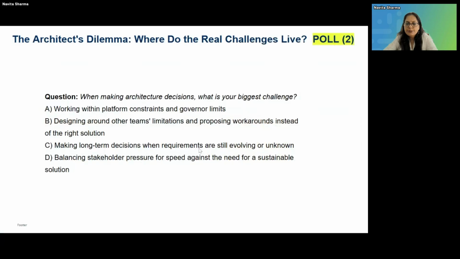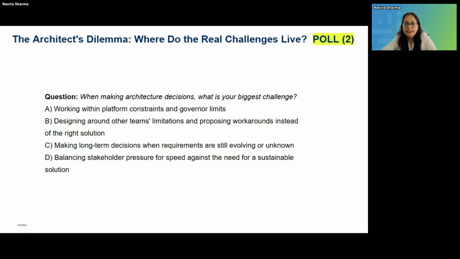So let me just move. Another question which I would like to ask, and this I really want from your experience. When you make an architecture decision, what do you see as your biggest challenge, which you have seen till now, not just in theory? If you have seen anything, please do tell on the chat. It could be working with the platform constraints and governance limits, where you had an issue about this, and if you had, please talk about that.